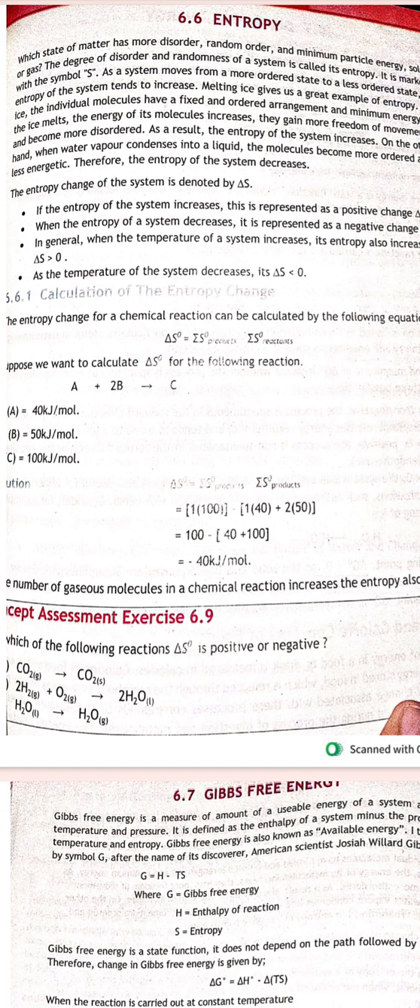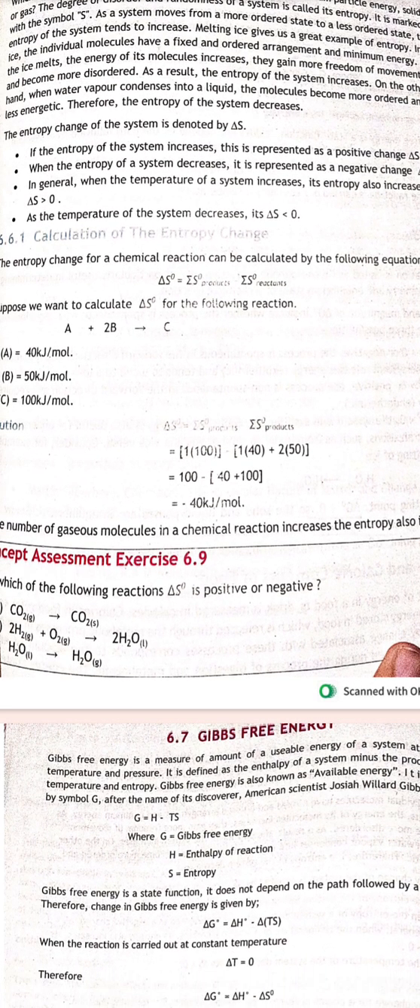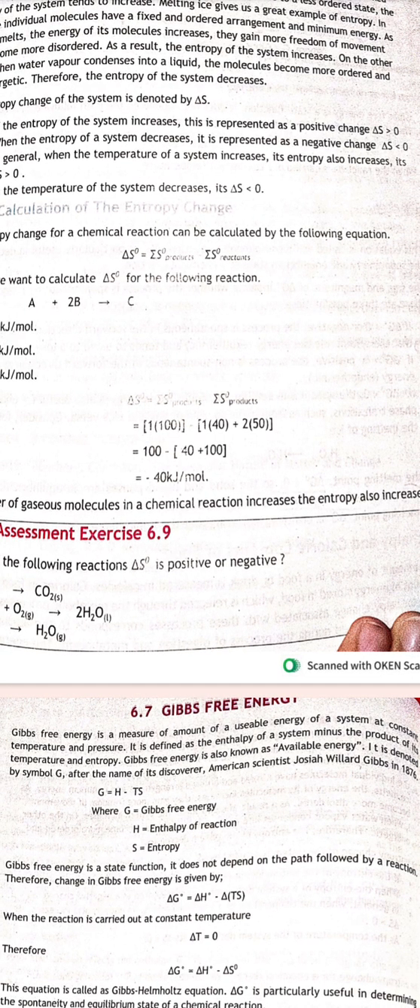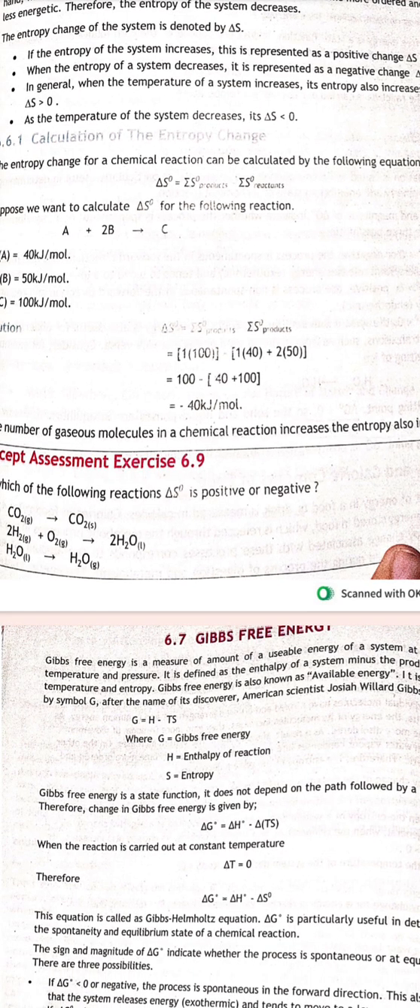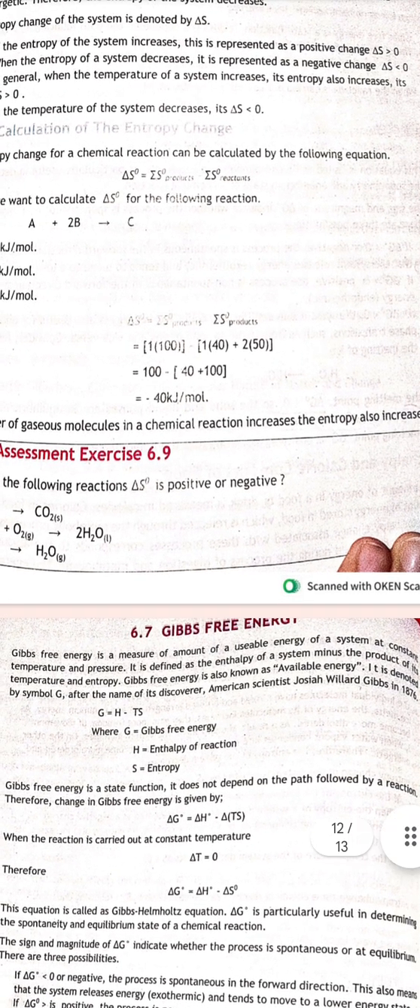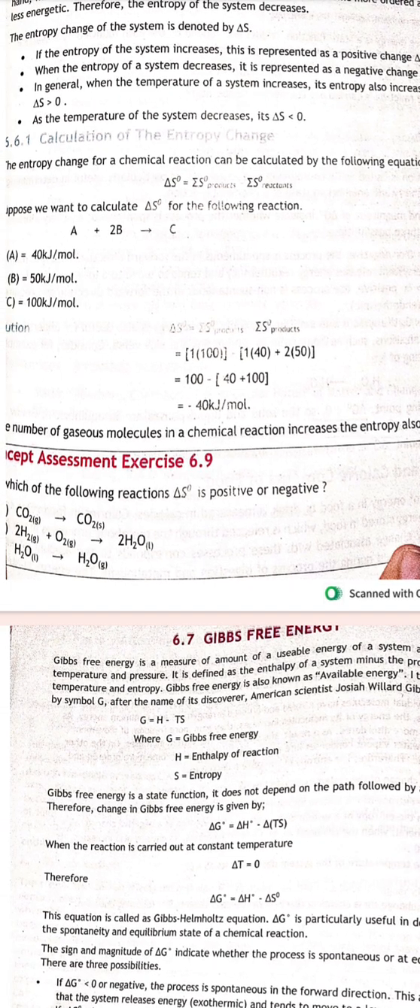On the other hand, when water vapor condenses into liquid, the molecules become more ordered and the entropy decreases. If the entropy of the system increases, it is represented by a positive change, and if it's decreasing, then it is a negative change. In general, when the temperature of a system increases, system entropy also increases, and del S is greater than 0. As the temperature decreases, del S is less than 0. So entropy is basically the randomness, getting away from the order. If the entropy is high, it's a positive value. If it's low, then it's a negative value.